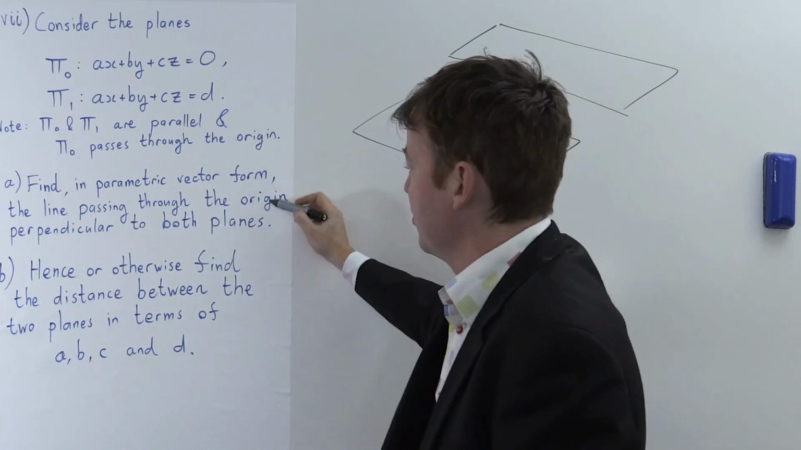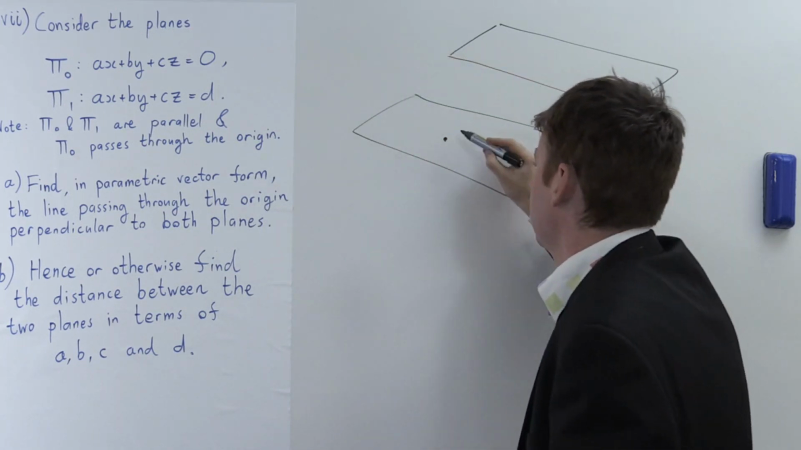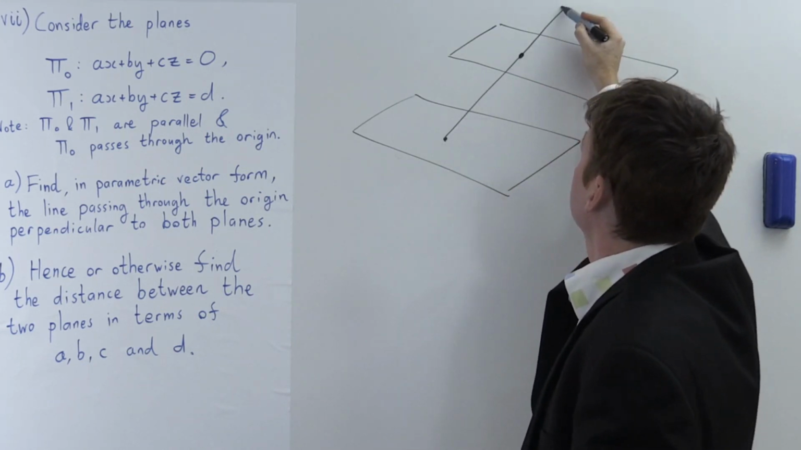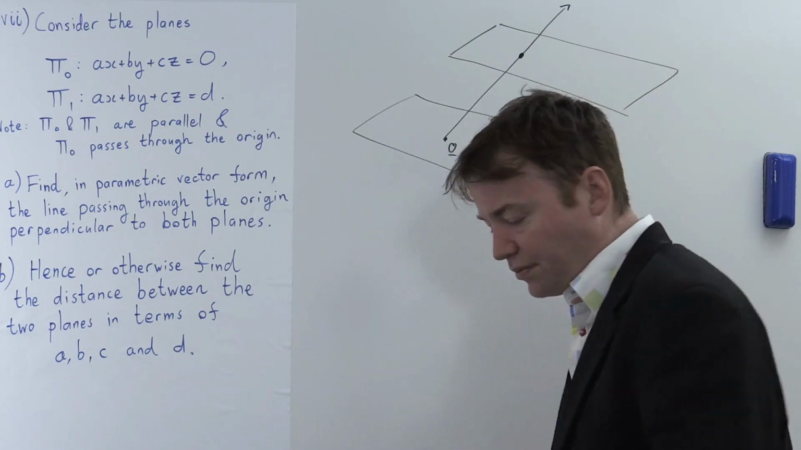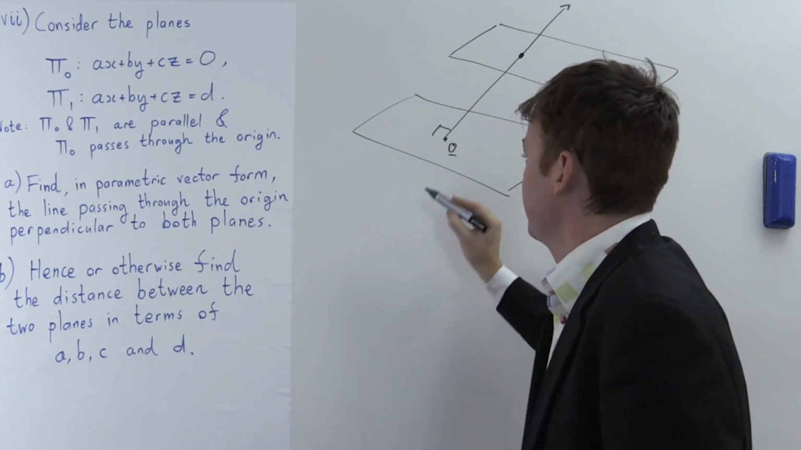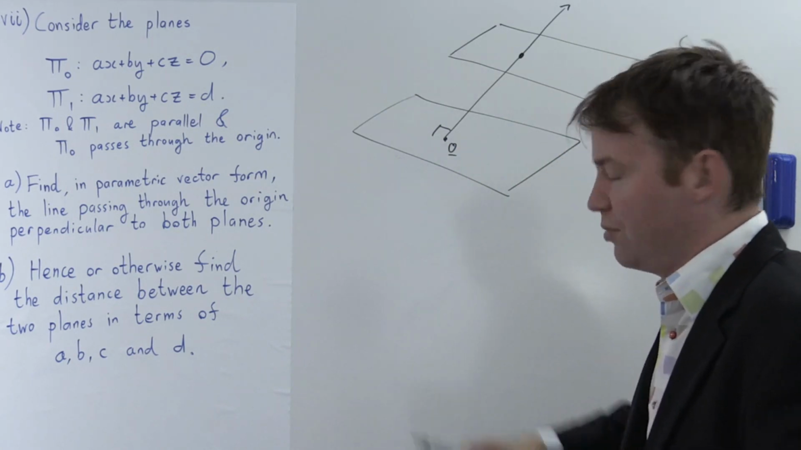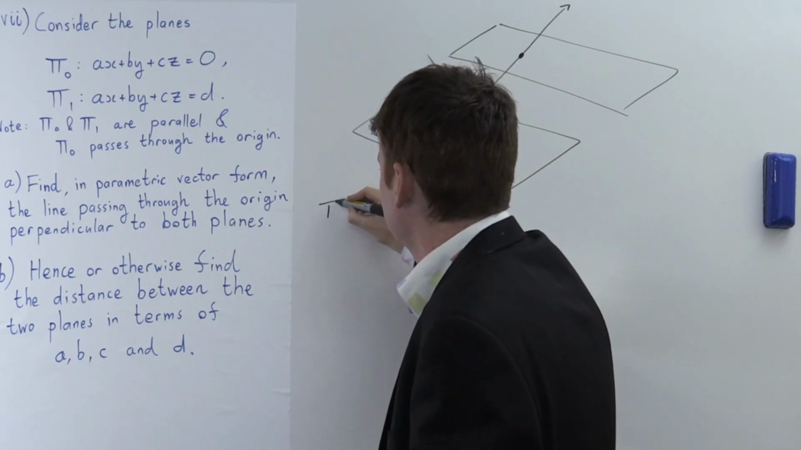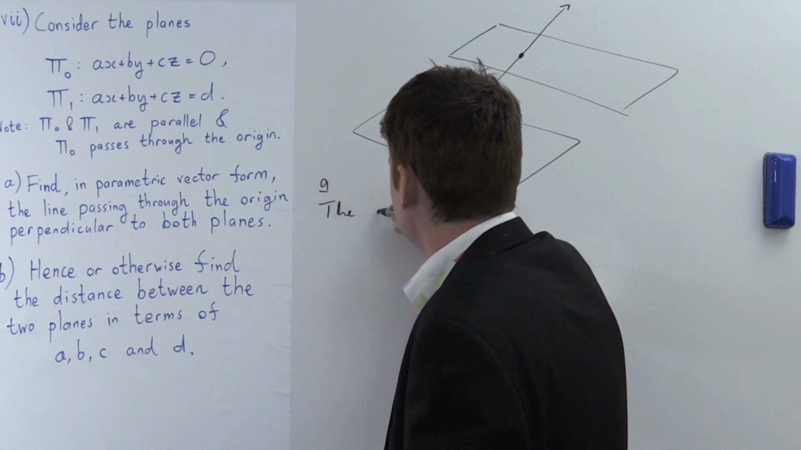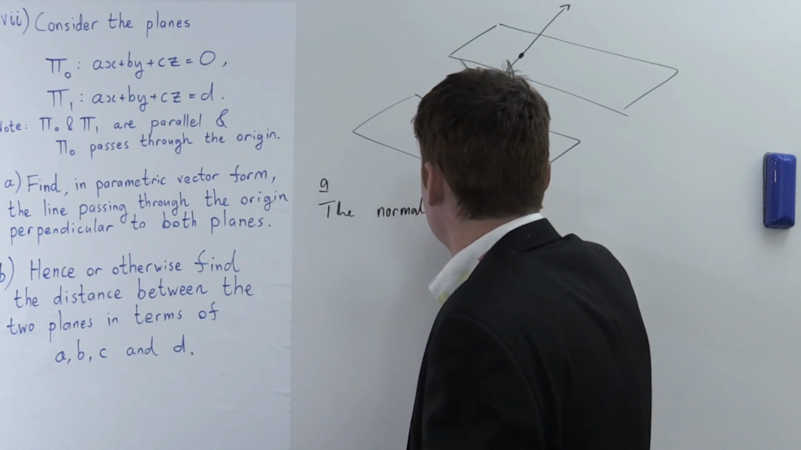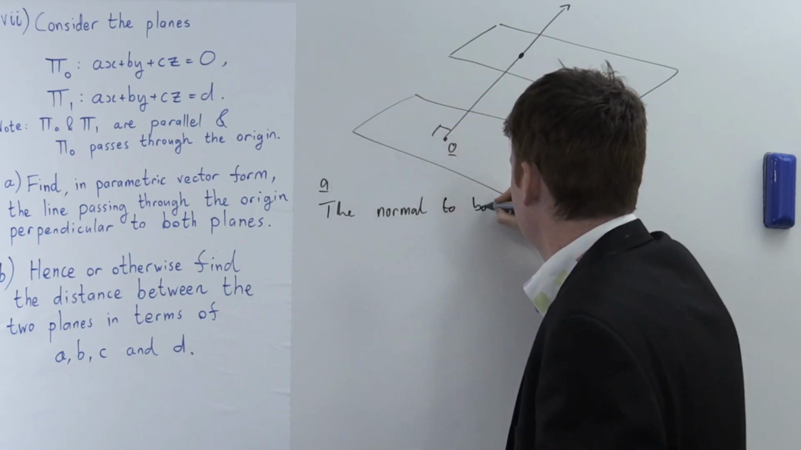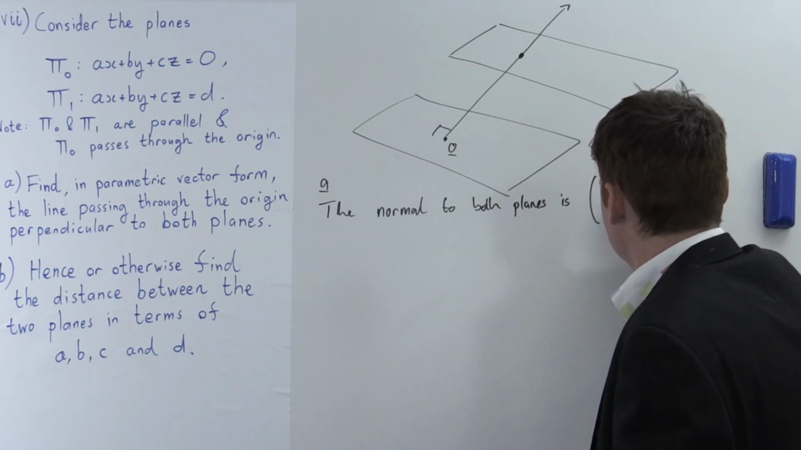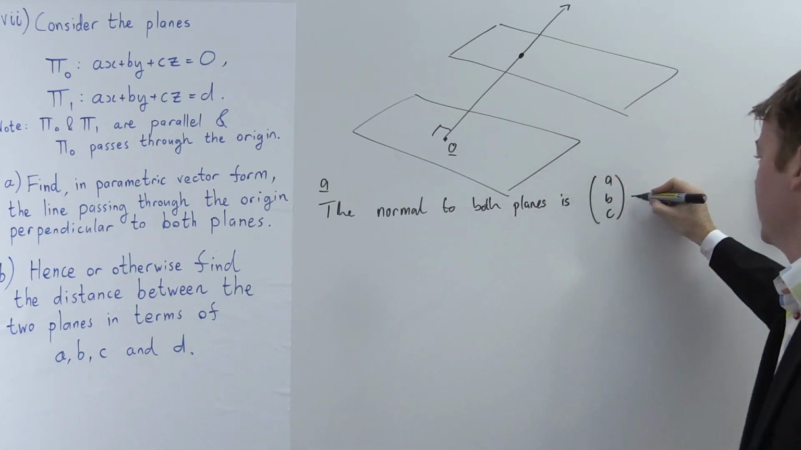Find in parametric vector form the line passing through the origin which is perpendicular to both planes. Well, finding the perpendicular is not so bad. This is the origin here, and this is supposed to be perpendicular, or normal, to the plane. This is a picture of what's going on. So for part A, let's call this thing n.